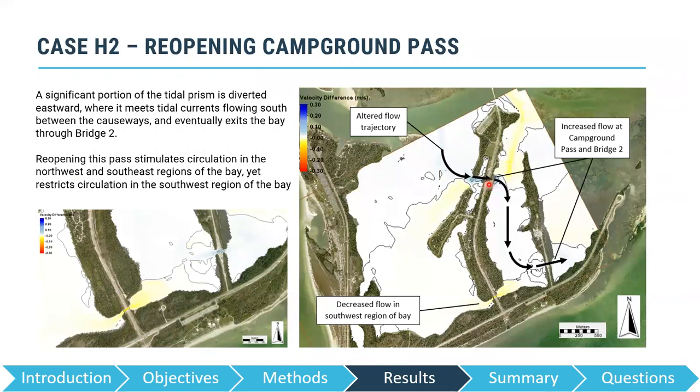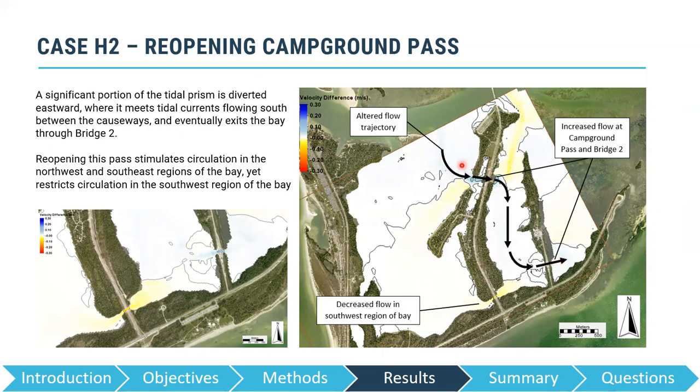Okay, so this slide shows how that diversion affects the overall circulation patterns. What you can see is this brand new flow trajectory that has emerged from opening that tidal conduit. Those tidal currents coming in from Bunce's Pass, instead of continuing southward, are diverted eastward. They meet with these southward flowing currents coming in this direction, and then they all exit the bay together at Bridge 2. So you see a very significant increase in flow here at Bridge 2, and an increase in flow all along this trajectory here.